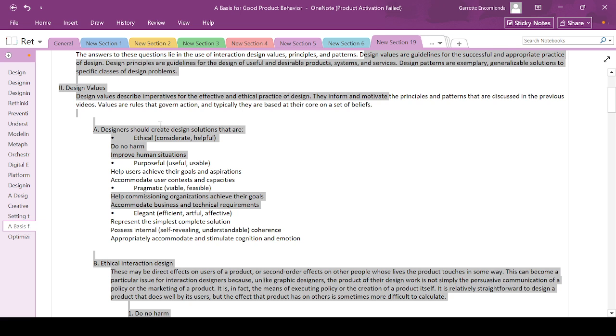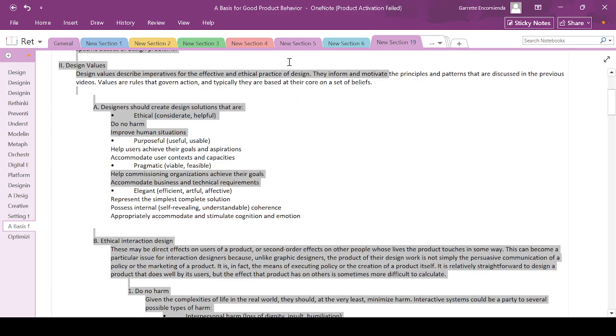So of all the things that we've discussed in the previous videos, the principles are the flow, the exercise, the metaphor, and the data thinking, and the patterns are the dialogue, controls and details, designing mobile web, and then designing desktop. Those are the patterns because they are context-specific design. Values are rules that govern action, and typically they are based at their core on a set of beliefs.